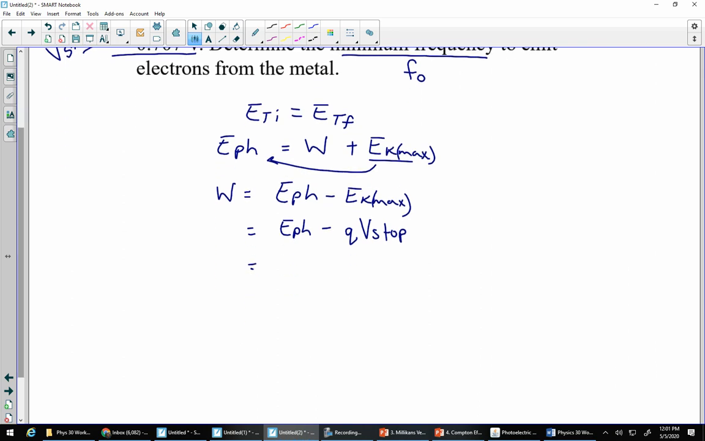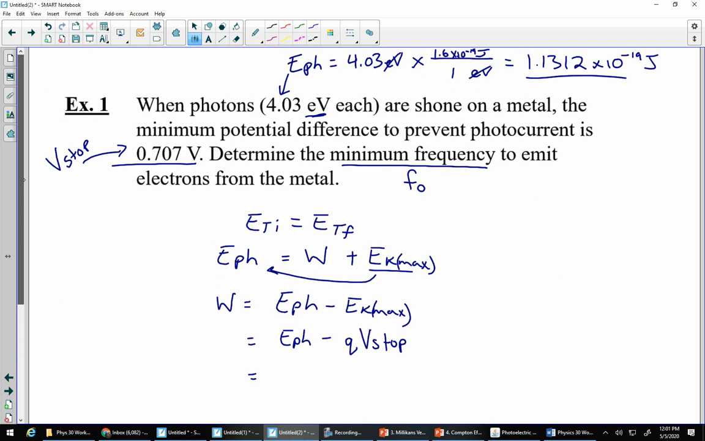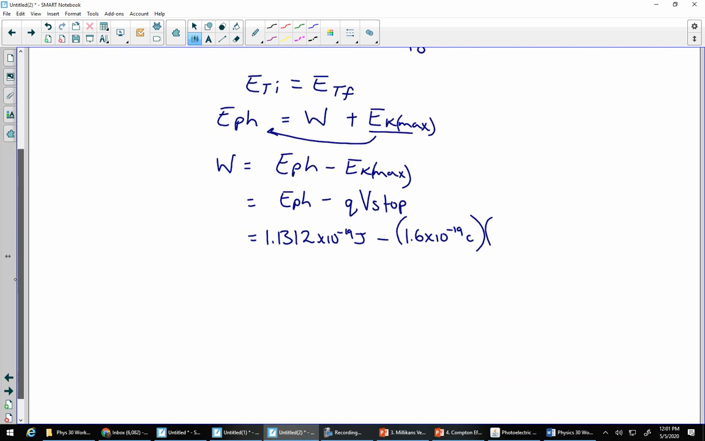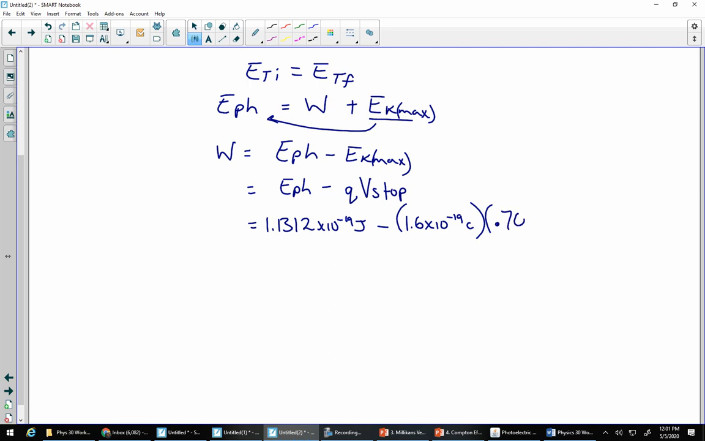So let's go ahead and plug in some numbers here. So energy of the photon, oh boy, that's way too high. 6.448 times 10 to the negative 19 joules. And we want to subtract from that Q, we're talking about electrons, so it is 1.6 times 10 to the negative 19 coulombs, times our stopping voltage, 0.707 volts. Nice. Take a moment to plug that in your calculator. You can put it on pause if you need to.